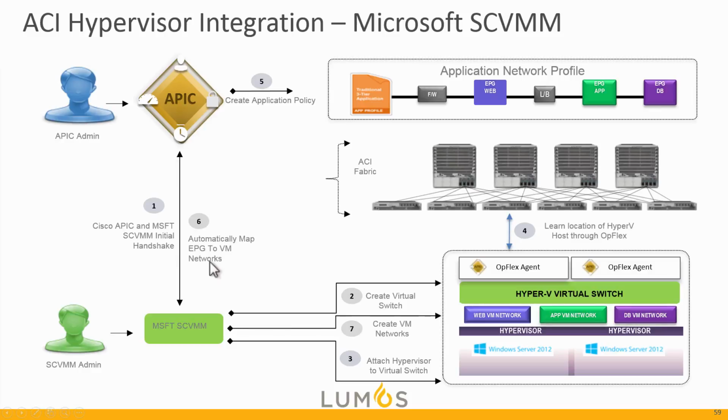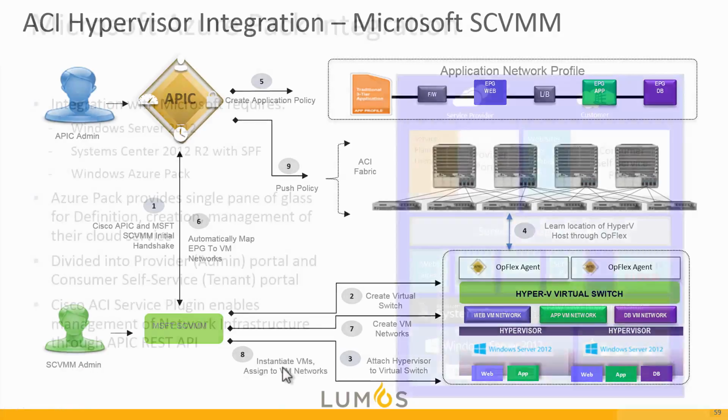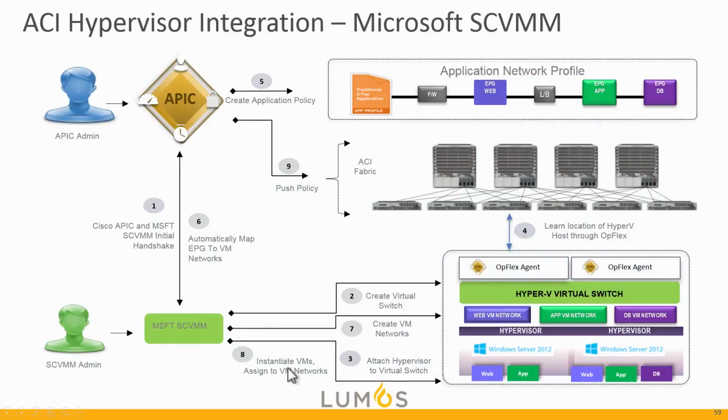So then the APIC admin would create the policy and the EPGs. This would automatically map EPGs to VMM networks, create those VMM networks, and then the Microsoft admin would go ahead and instantiate the VMs and assign those to the VM networks. Once the APIC saw the attach of the endpoints that it learned about through the OpFlex protocol, it would go ahead and push the policy down to the leaf if we're doing on demand.